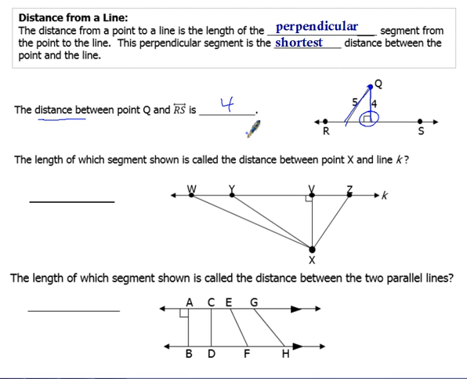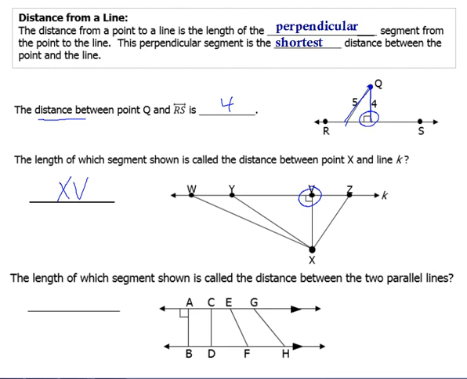Now this one's saying the length of which segment shown is called the distance between X and line K. So this is line K, here's X. Which one's the distance? That's where our perpendicular line is. So we would call that XV.